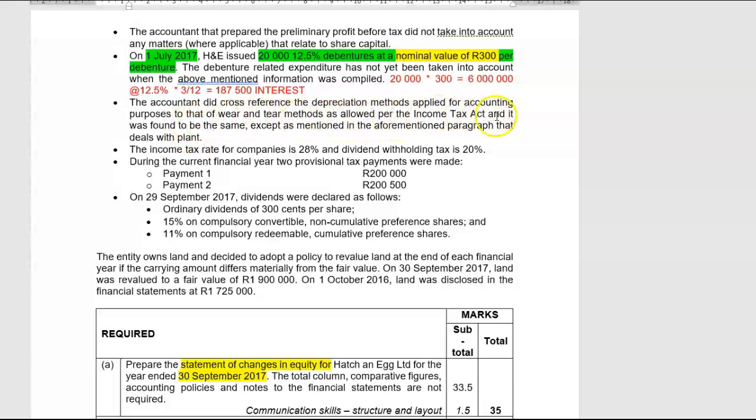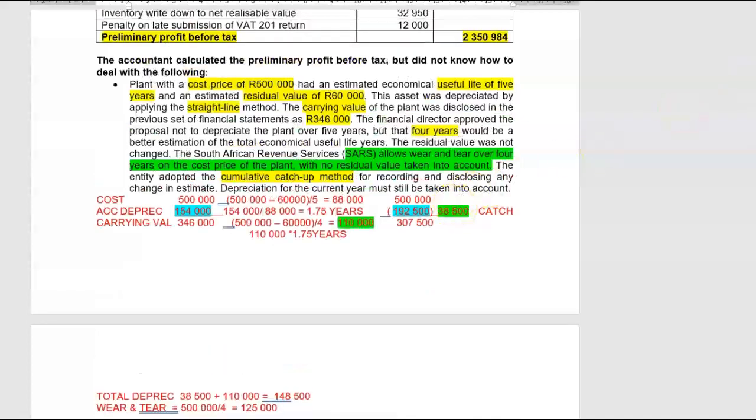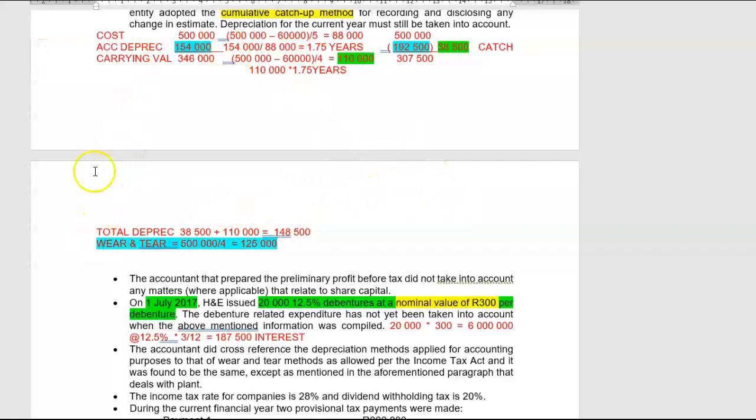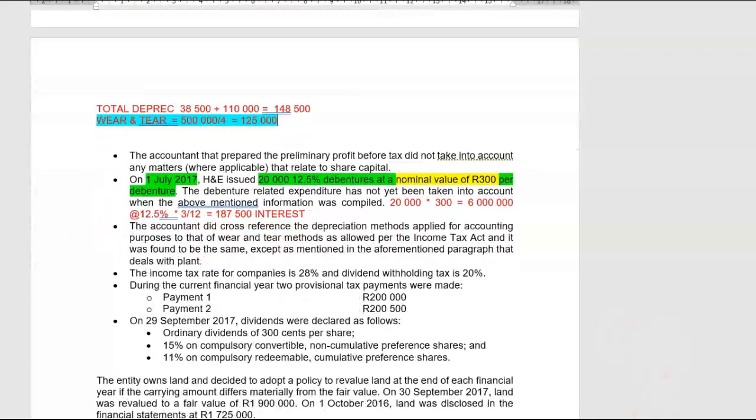The accountant did cross-reference the depreciation methods applied for accounting purposes to that of wear and tear methods as allowed by the Income Tax Act, and it was found to be the same, except as mentioned in the above-mentioned paragraph that deals with plant. So what it says is that the way that we calculate profit before tax, and the way that the receiver of revenue is calculating taxable income is exactly the same, except for this one here, where he is going to give you a different wear and tear allowance as to the depreciation that you are going to recognize in your accounting records.